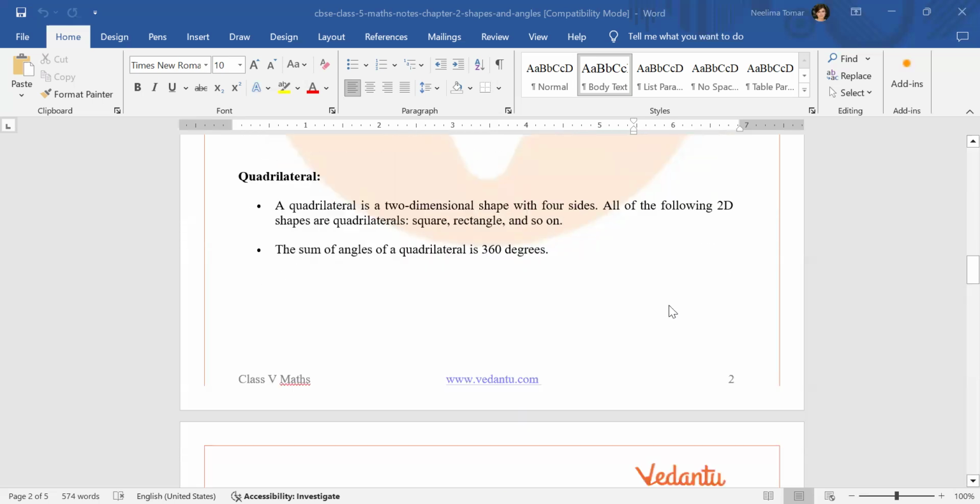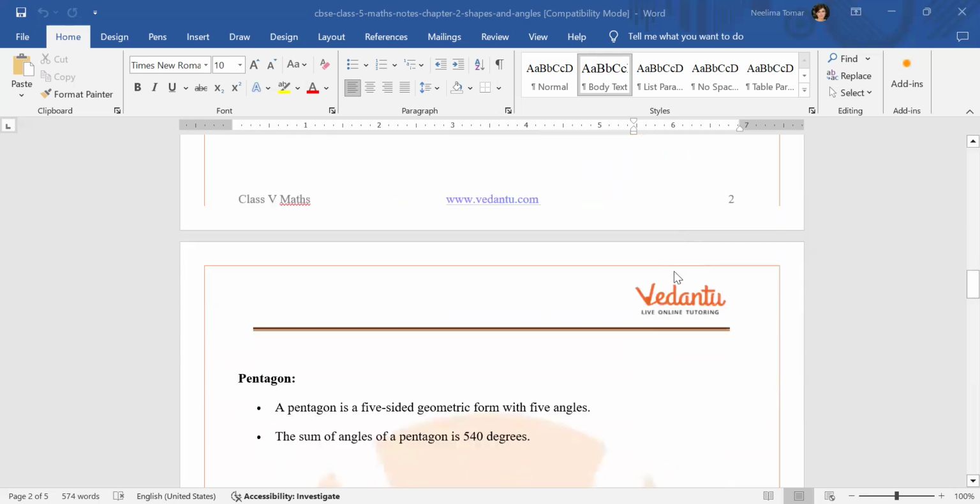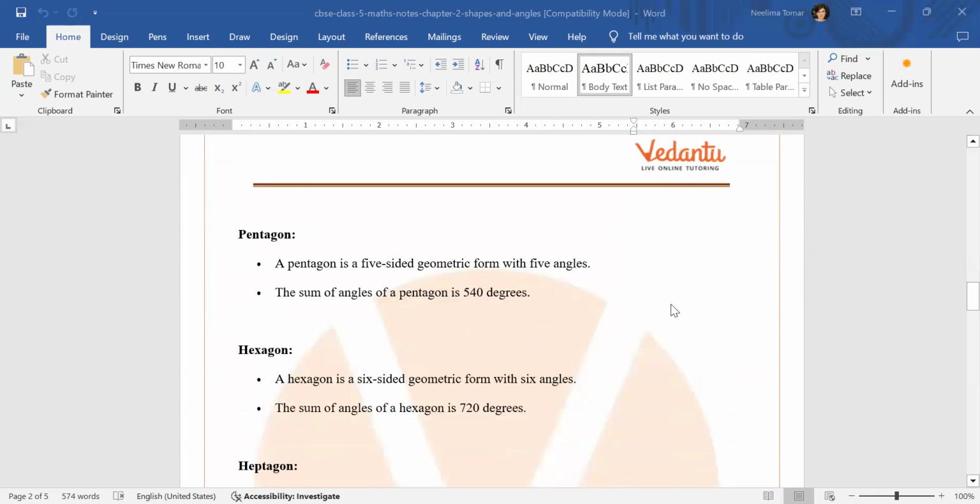Now, what are quadrilaterals? A quadrilateral is a two-dimensional shape with four sides. All the following 2D shapes are quadrilaterals: square, rectangle, and so on. The sum of angles of a quadrilateral is always 360 degrees. In a quadrilateral, there are four angles, and all four angles measure up to 360 degrees. So in a triangle, the sum of all three angles is 180 degrees, and in a quadrilateral, the sum of all four angles is equal to 360 degrees.